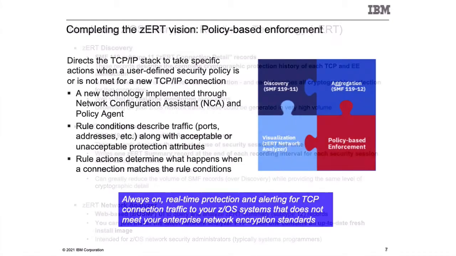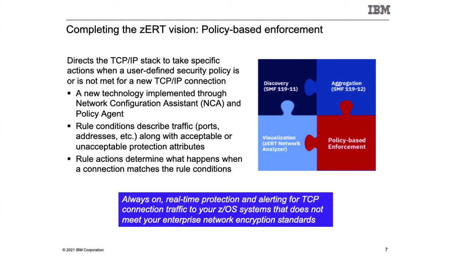In z/OS V2R5, the zERT journey continues with a capability called policy-based enforcement, as you see identified in the bottom right puzzle piece of the zERT picture. This is a new technology implemented through the Network Configuration Assistant and our policy agent. Using the Configuration Assistant, you create rules, and those rules have conditions that describe traffic along with acceptable or unacceptable protection attributes. As zERT is monitoring your cryptographic information, it detects traffic that matches rule conditions you're looking for, and then can take action based on associated defined rule actions.